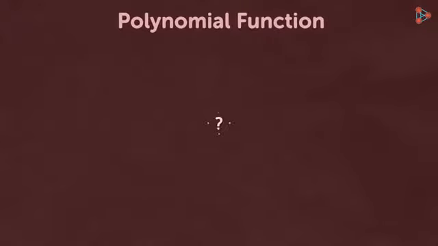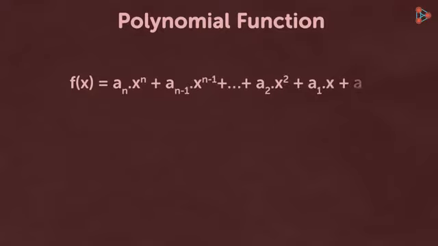What is a polynomial function? It is a function of the form f(x) = a_n x^n + a_(n-1) x^(n-1) + and so on up to a_0. We will begin by making a few observations.